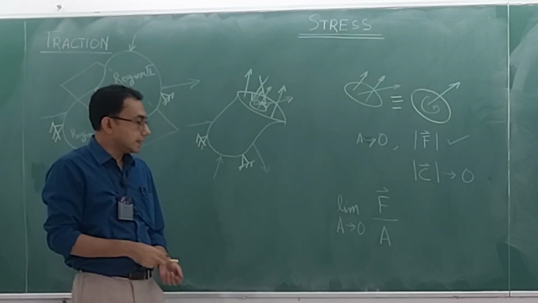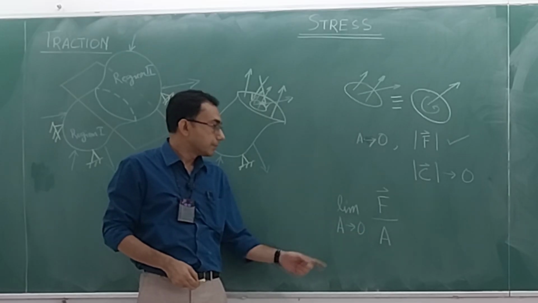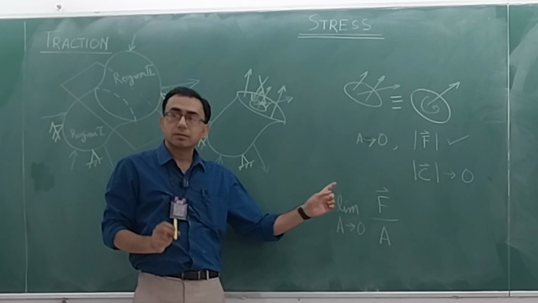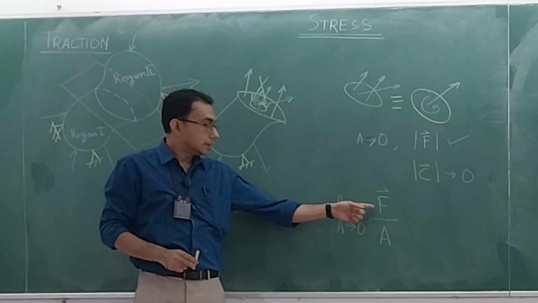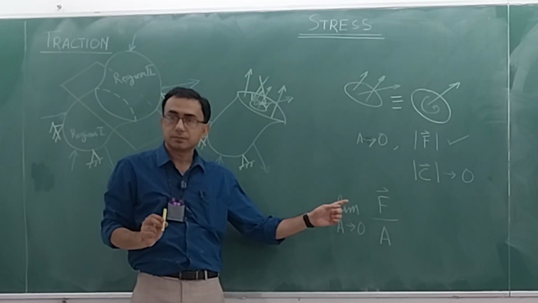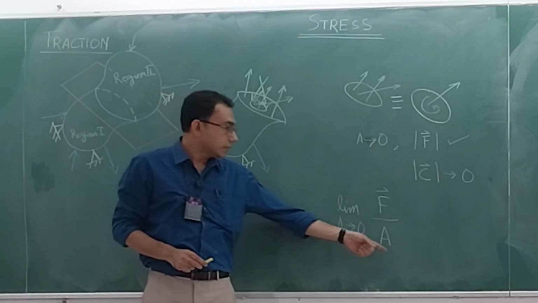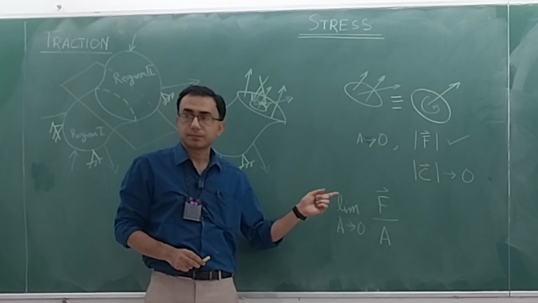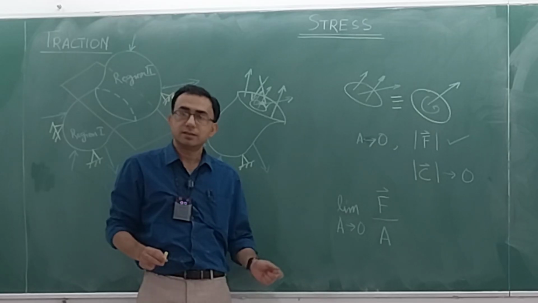Now please understand that A tends to zero. Okay, A tends to zero. Here, it is not zero. Okay, it is not zero. This still has a finite value. Now, whatever the value of this thing is, that is what is referred to as the traction. That's it.